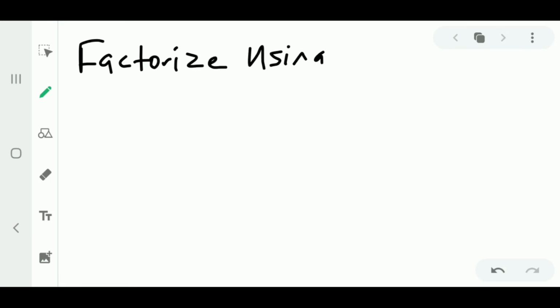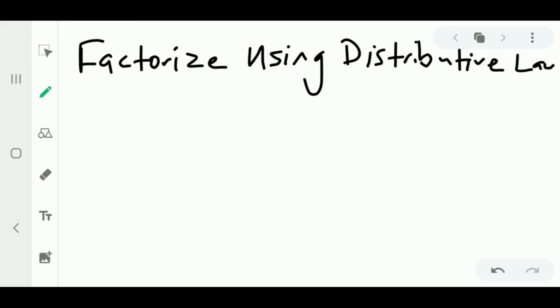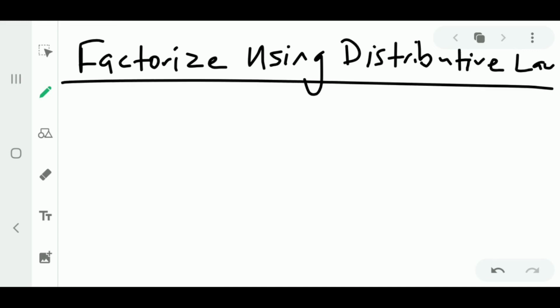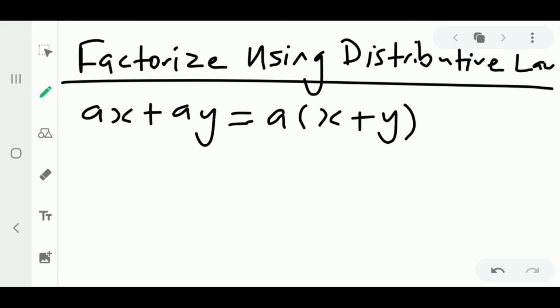So now we're going to factorize using distributive law. Again, remember ax plus ay is equal to a(x plus y). This is because you look at what is common between both terms, you factor that out, and you write what is left. So let's try an example.